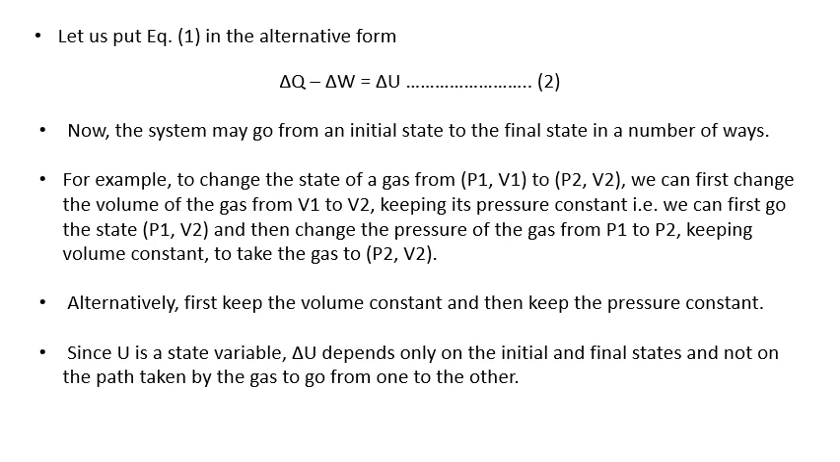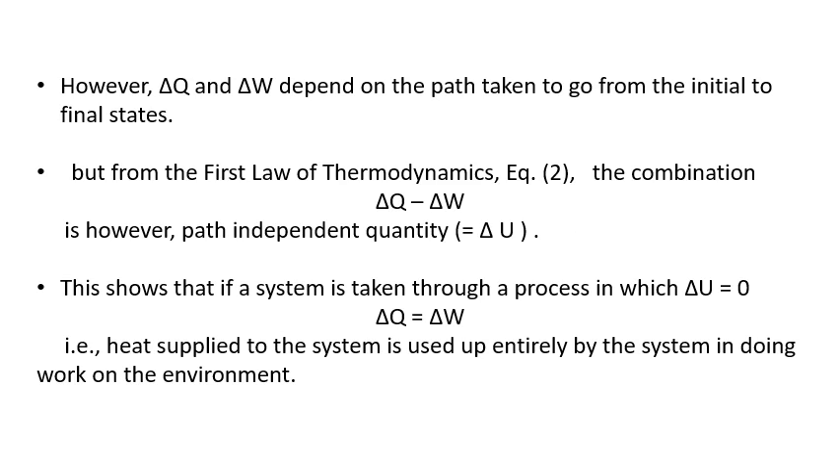Let's put equation 1 in alternative form. Delta Q minus delta W equals delta U. Now the system may go from an initial state to a final state in a number of ways. You can keep the volume constant first and then keep the pressure constant, or vice versa. Since delta U is a state variable, it depends only on the initial and final states and not on the path taken by the gas to go from one to another. But delta Q and delta W depend on the path.